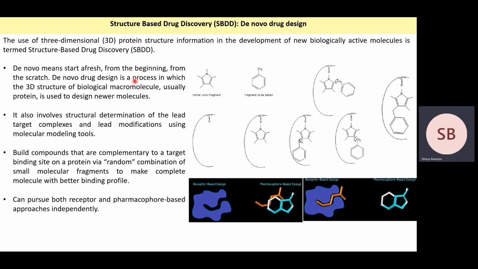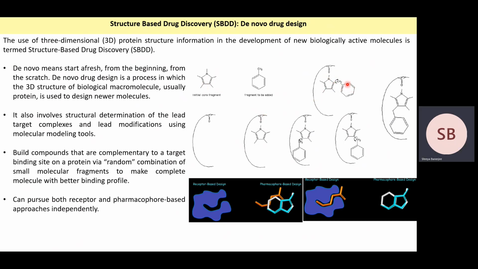De novo drug design is a process in which the 3D structure of a biological macromolecule, usually a protein, is used to design newer molecules. It involves structural determination of the lead target complexes and lead modifications using molecular modeling tools. So what does this mean? Suppose we have an initial core fragment, which is this imidazole ring, and this benzene ring with a CH3 needs to be added. So it can be added in several different ways.